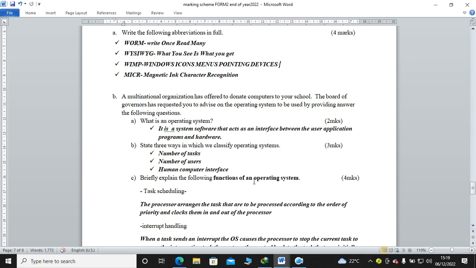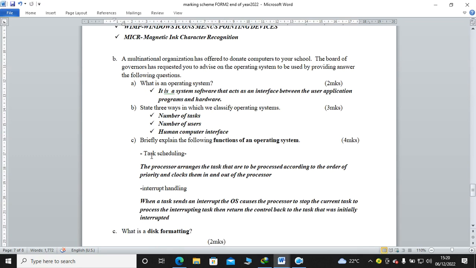Then we have the next part. State three ways in which we classify operating system. We classify operating system according to the number of users. We also classify them according to number of tasks, and also lastly according to user interface or human computer interface. So it's upon you to do research and know what is the difference between those factors.